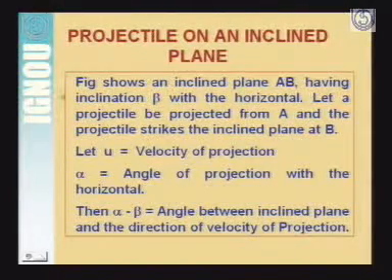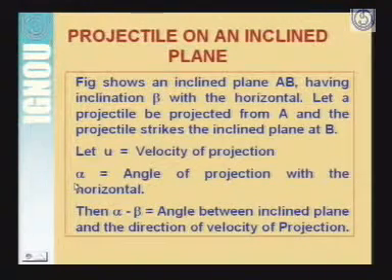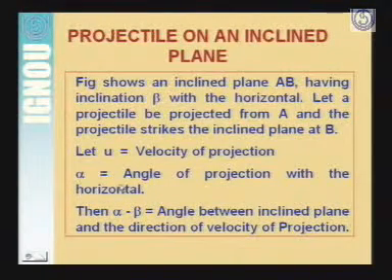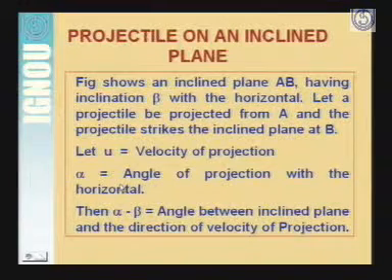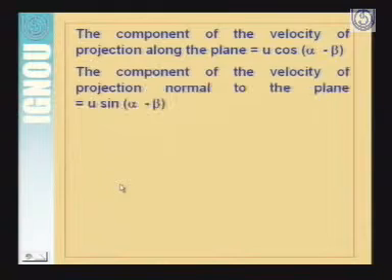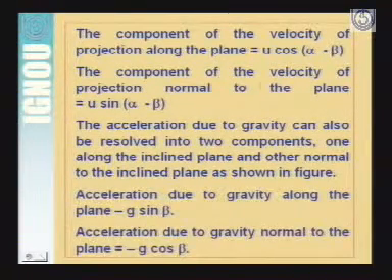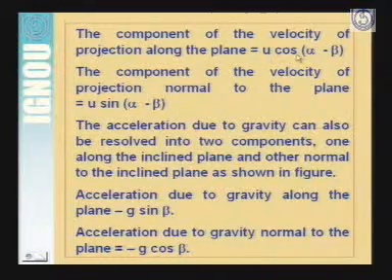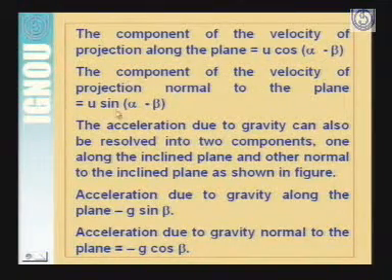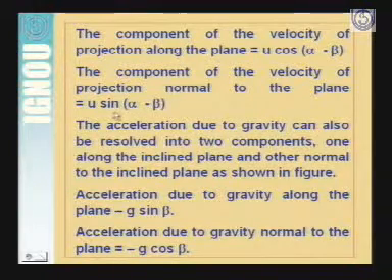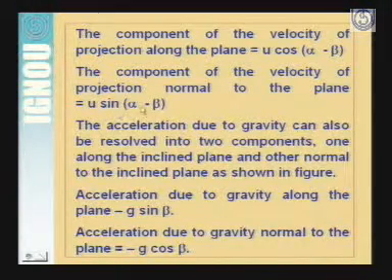So from the figure which we had discussed, u is the velocity of projection, alpha is the angle of projection with the horizontal, and alpha minus beta is the angle between the inclined plane and the direction of velocity of projection. Here you see that the component of the velocity along the inclined plane is u cos(alpha minus beta), and the component of velocity of projection normal to the plane is u sin(alpha minus beta).